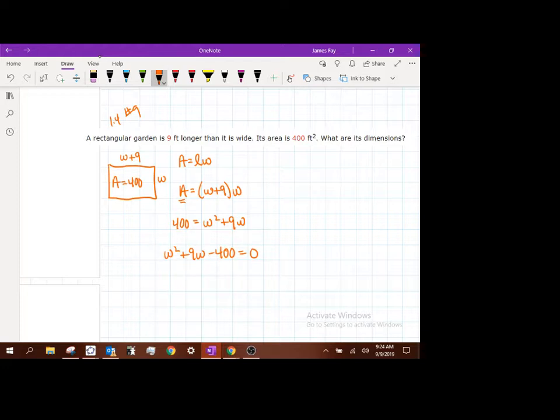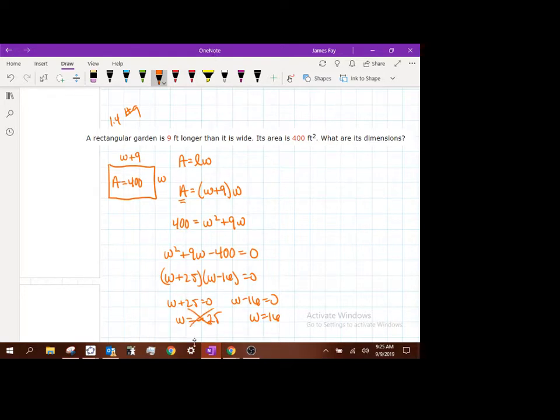All right, so do we have any factors that multiply? You got to give me 400, negative 400, add give me 9. Anything off the top of your head? 25, 16. Okay, so we've got W, now it's got to be what? Plus 25, W minus 16. Okay, so W plus 25 equals 0, W minus 16 equals 0. So W equals negative 25, right? Or W equals 16. Which one of those does not work?